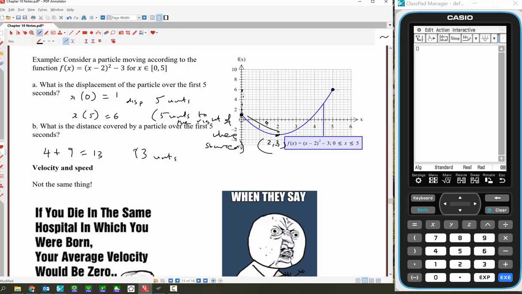We don't know anything about left or right or which direction the motion has been. All we know is the particle has covered 13 units in total.